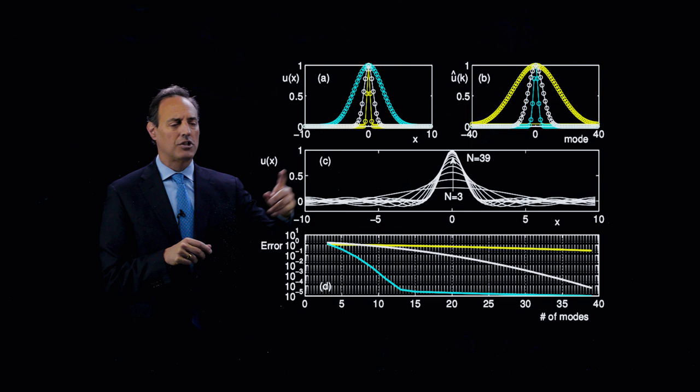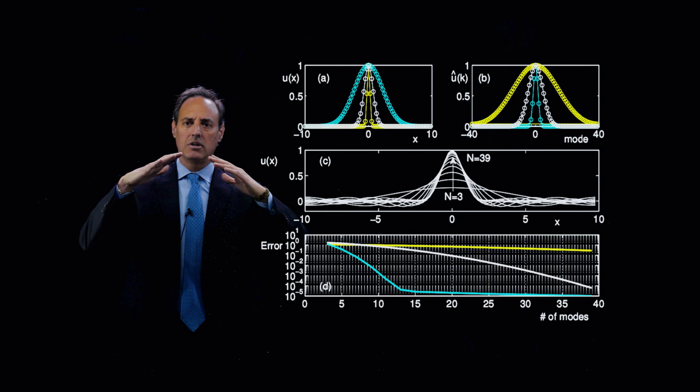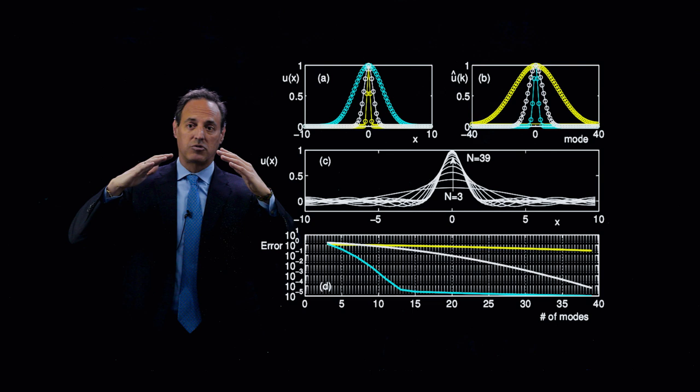So what I'm showing you here is the function, which is the Gaussian. And so there's yellow, kind of a white, and a cyan. So I have a Gaussian, depending upon how I pick sigma. If I pick sigma to be large, that means it's a very tight Gaussian. And if it's small, then it's a very spread out Gaussian. So those are those two extremes.